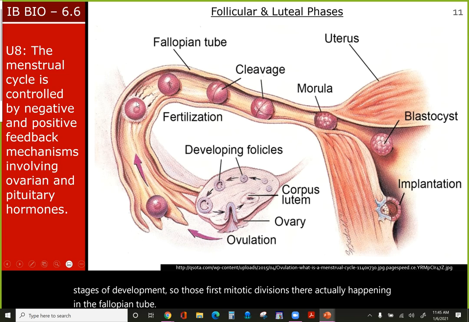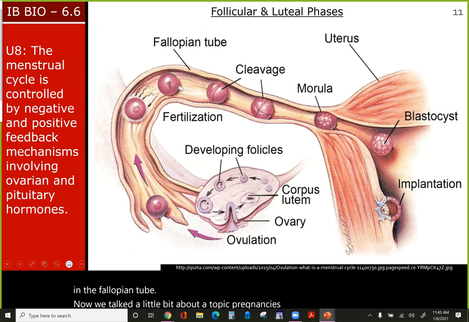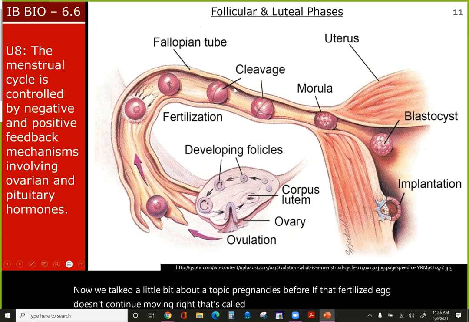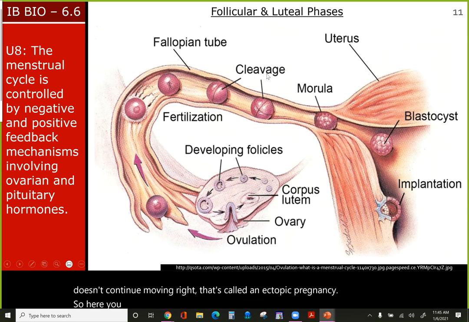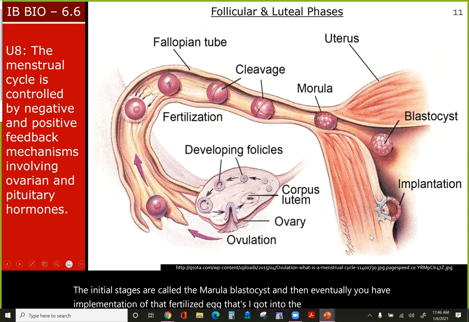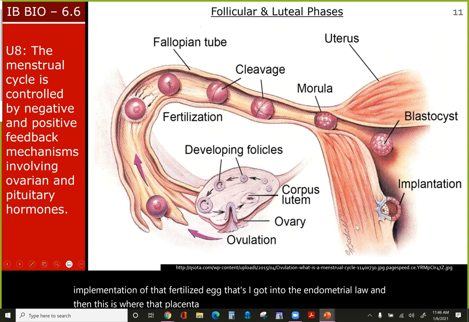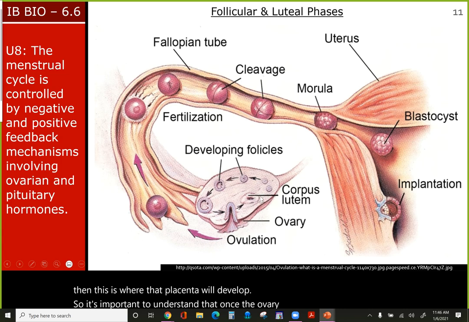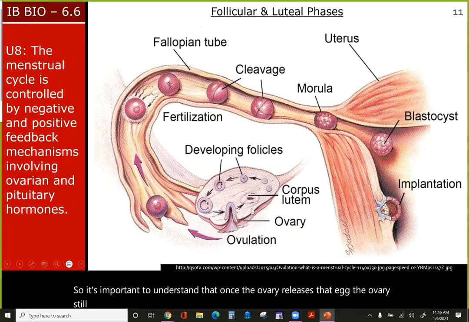Now, we talked a little bit about ectopic pregnancies before. If that fertilized egg doesn't continue moving, that's called an ectopic pregnancy. So here you can see there's a cleavage line forming. This is indicating that mitosis is happening and these cells are dividing. The initial stages are called the morula, blastocyst, and then eventually you have implantation of that fertilized egg, that zygote, into the endometrial wall. And then this is where that placenta will develop. So it's important to understand that once the ovary releases that egg, the ovary still controls what's happening because of this corpus luteum.